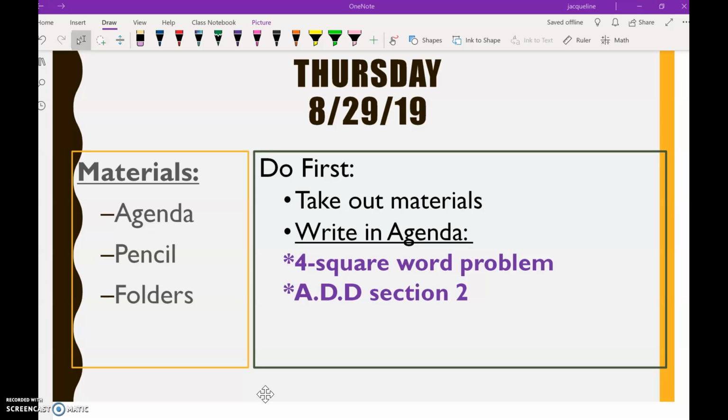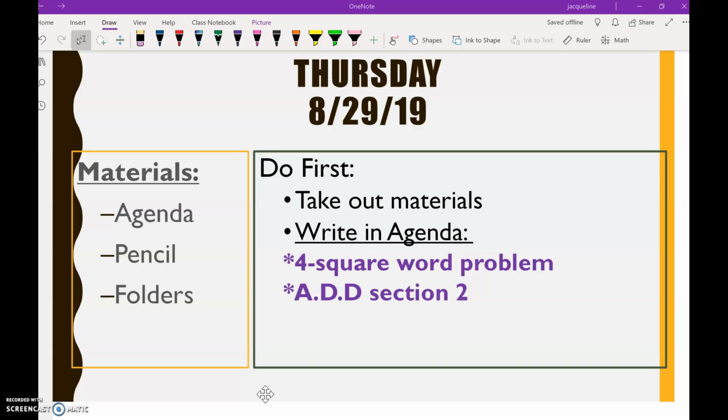Today, you should have your materials out, which is your agenda, pencils, and folders. We will go into our packet in a bit. My friends that did not bring their packet yesterday, I hope you brought it today. You will need to staple your week 3 checklist with your packet 1.4, which is pages 25 to 32. Make sure you write in your agenda.